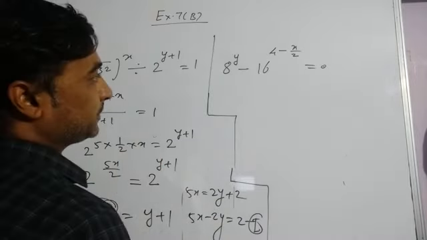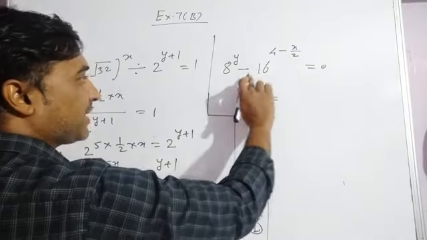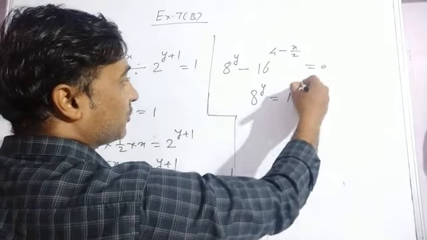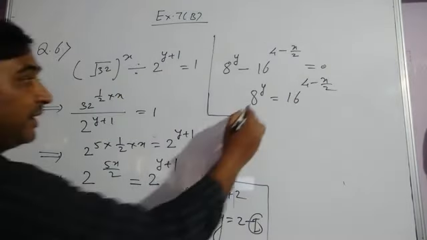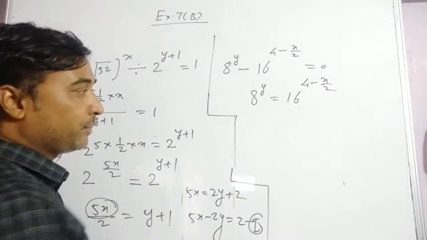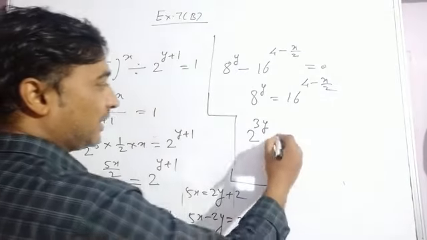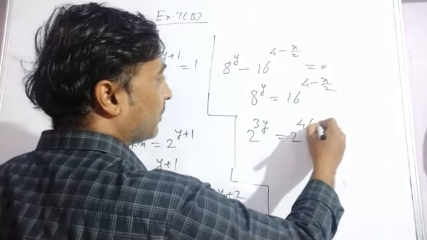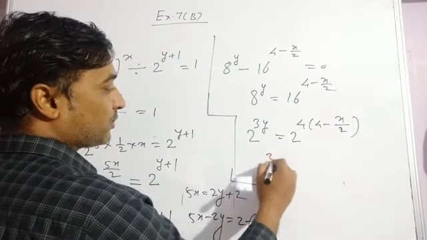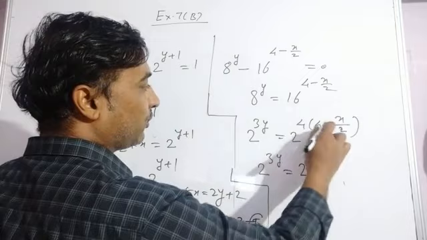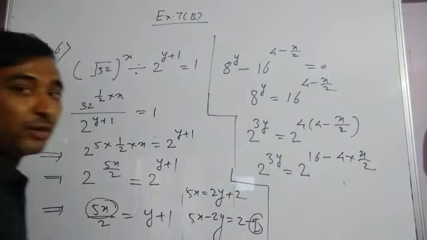Now it comes to this. 8 raised to y as it is. Can I shift this minus to this side? Yes, I can. 16 raised to 4 minus x by 2. Now 8 and 16 both are possible in terms of 2. So it will be 2 raised to 3y, isn't it? 2 raised to 3 is 8. And this will be 2 raised to 4 minus x by 2. So again 2 raised to 3y as it is equal to 2 raised to 4 into 4, 16, minus 4 into x by 2.